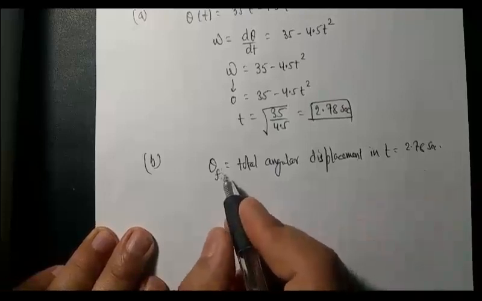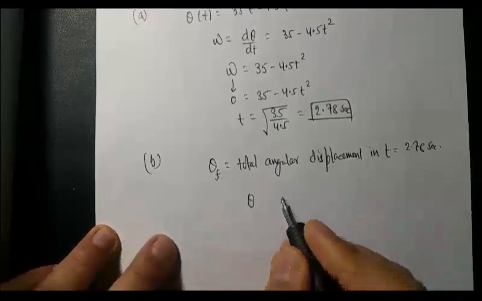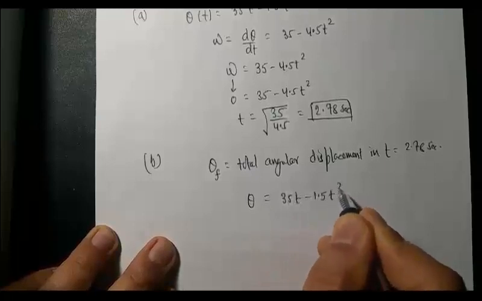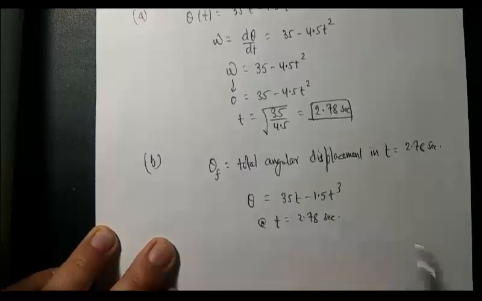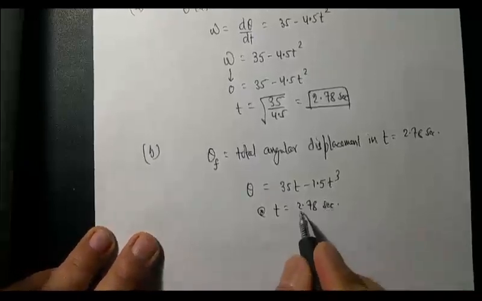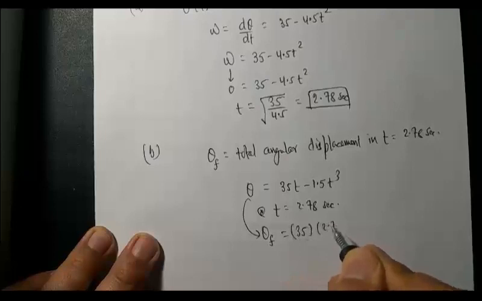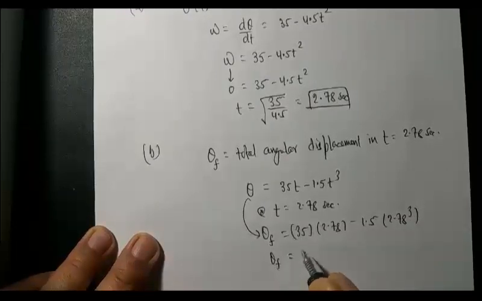Okay, so we know the theta function. Theta function is given by 35t minus 1.5t cubed. At t equals 2.78, the motor shaft momentarily stops. So we can call theta final, and put in the numbers: 35 times 2.78 minus 1.5 times 2.78 cubed. That's going to give you 65 radians if you do this.